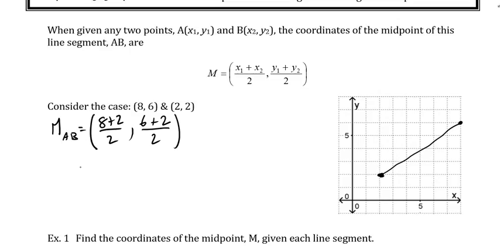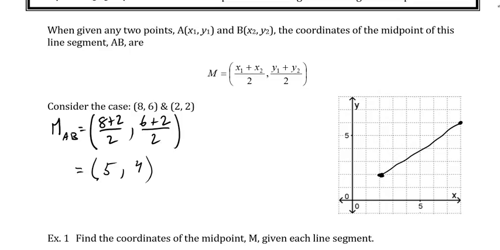Okay, so that equals 7, and then 6 plus 2. Sorry, where did I get 14 from? I was thinking 8 plus 6. 8 plus 2 is 10, divided by 2 is 5. 6 plus 2 is 8, divided by 2 is 4.